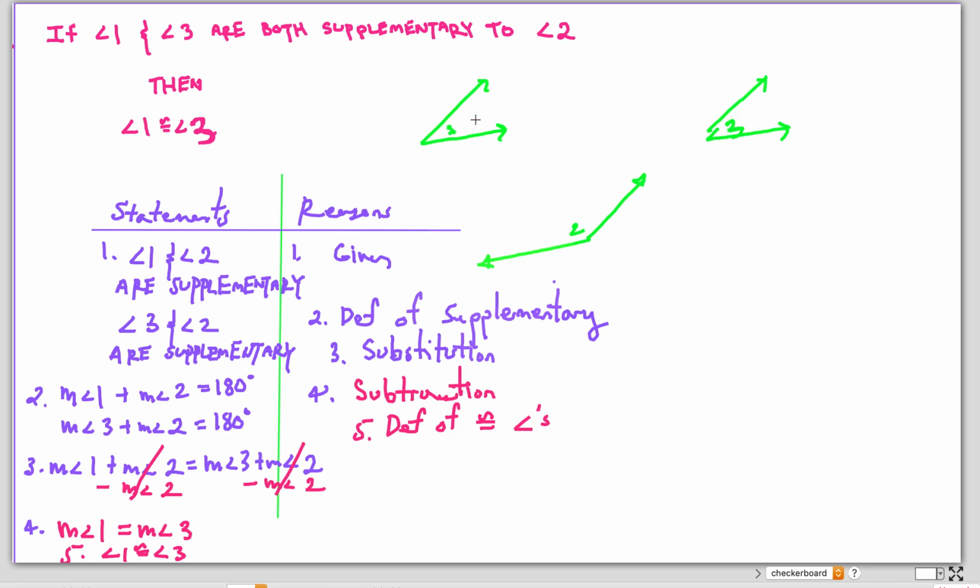The picture looks something like this. The measure of angle 3 plus the measure of angle 2 is 180. The measure of angle 1 plus the measure of angle 2 is 180. This angle plus this angle is 180, and this angle plus the same angle over here, angle 2, equals 180.